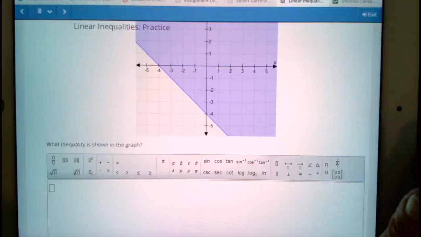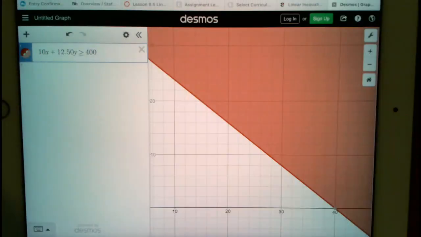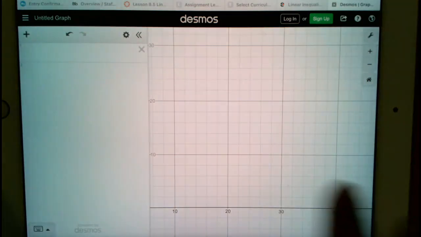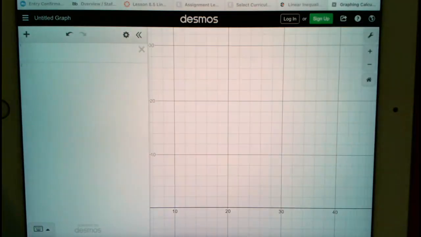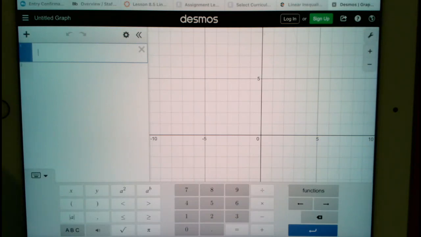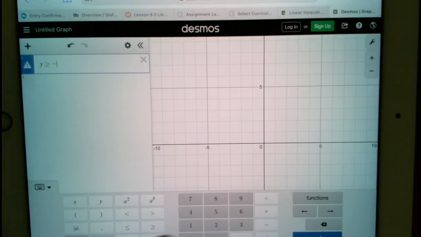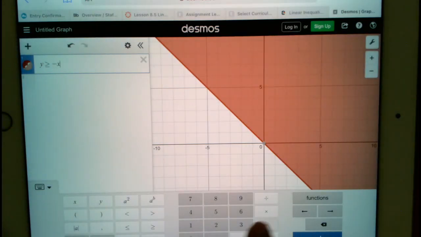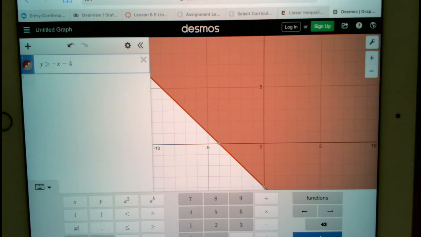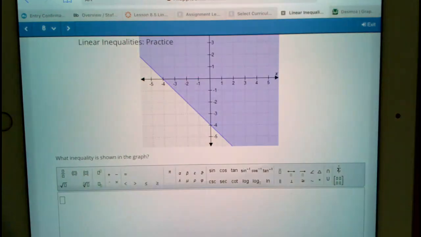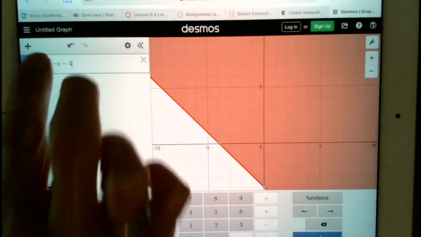And that's where we can go to Desmos once again, and we can just check. And what I said here, and actually I'm going to refresh my graph here. So if we do y is greater than or equal to, and the reason that I picked greater than or equal to is if we go back to the problem, we'll see that it's a solid line, -x minus 4. So when we look at that, going back and comparing, that's the one I think it is. But let's just check.